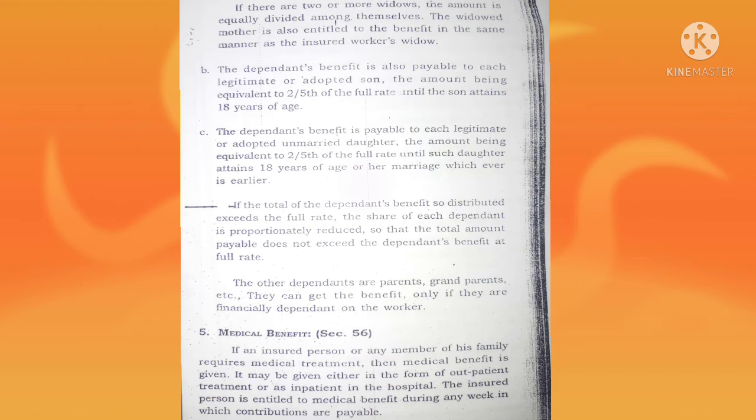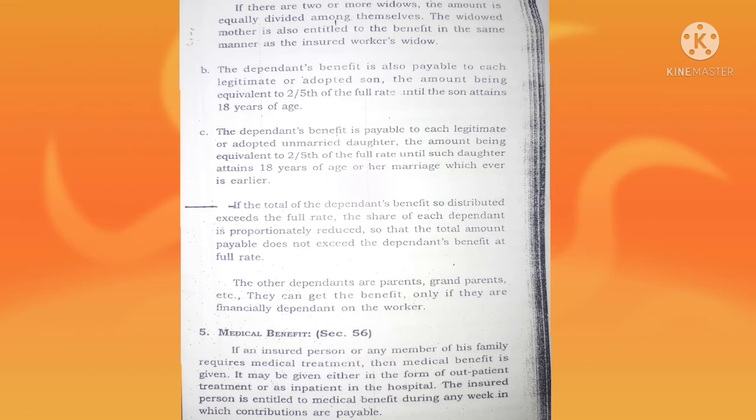If the total of the dependents' benefits so distributed exceeds the full rate, the share of each dependent is proportionately reduced so that the total amount payable does not exceed the dependent's benefit at full rate. The other dependents are parents, grandparents, etc. They can get the benefits only if they are financially dependent on the worker.